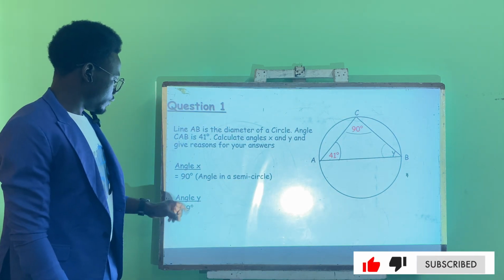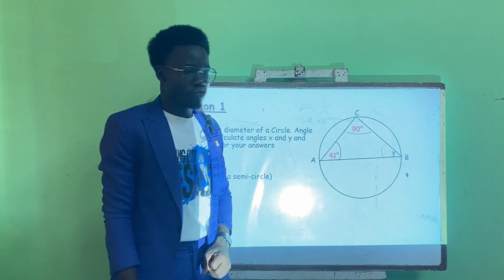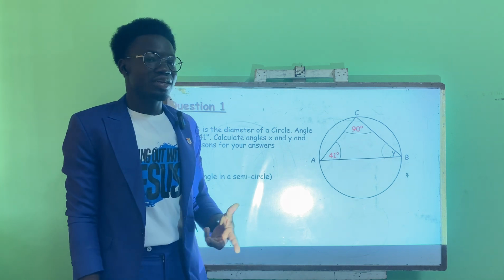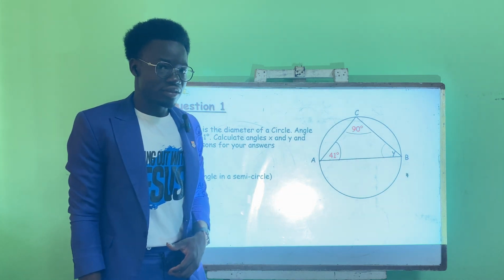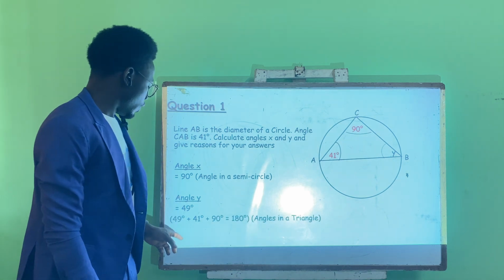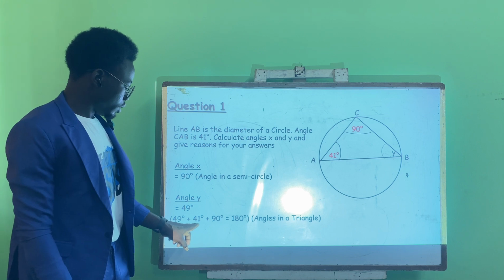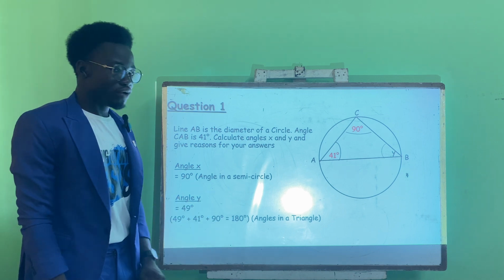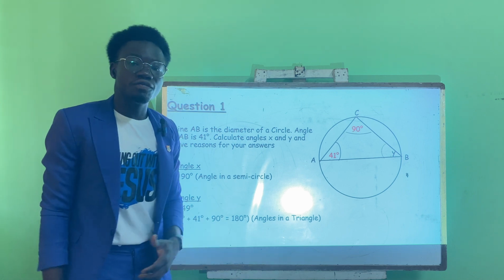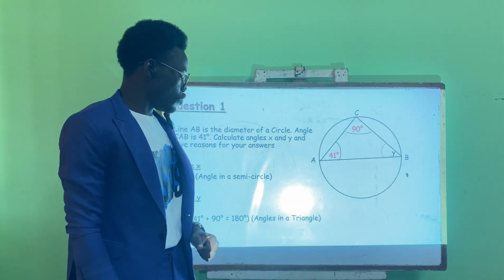The angle there is 49 degrees. How do we get that? We add 90 plus 41, and that gives you 131. But we said the whole thing should give you 180, so you subtract that result from 180 degrees and you get your answer. So 49 plus 41 plus 90 gives you 180 degrees. If you add all three angles and it does not give you 180 degrees, then you suspect your answer and try again.